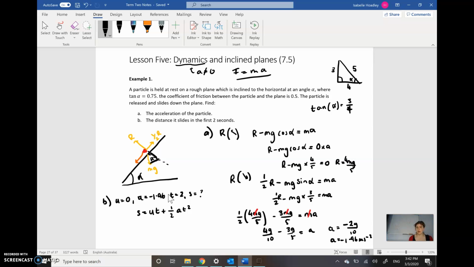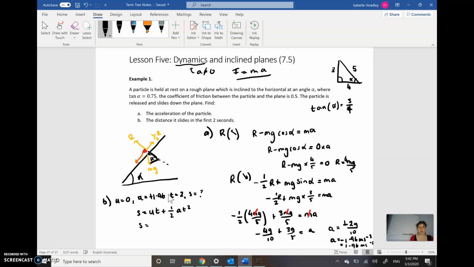Now I've just realized that I probably shouldn't have a negative here. If I'm resolving down the hill, if I'm looking at my motion down the hill, then this one should be negative and this one should be positive, because this is your down and this is your up, so that's pushing in the opposite direction to where we want the motion to be going. So if that's negative, then that should be positive. So we should get positive 2g over 10, so that should be positive 1.96 meters per second squared. So that should just be positive there, and then we should be fine.